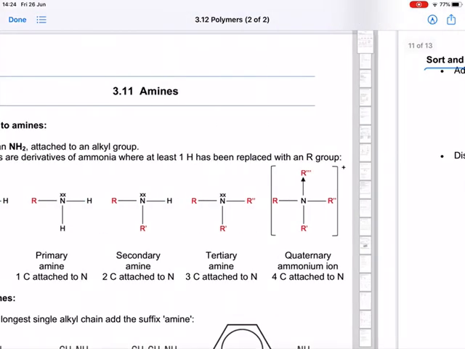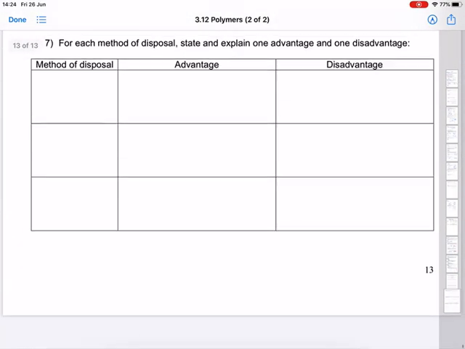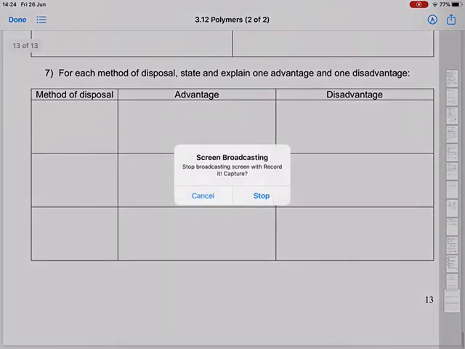And I think that is pretty much that. So again, some questions there for you to have a go at.